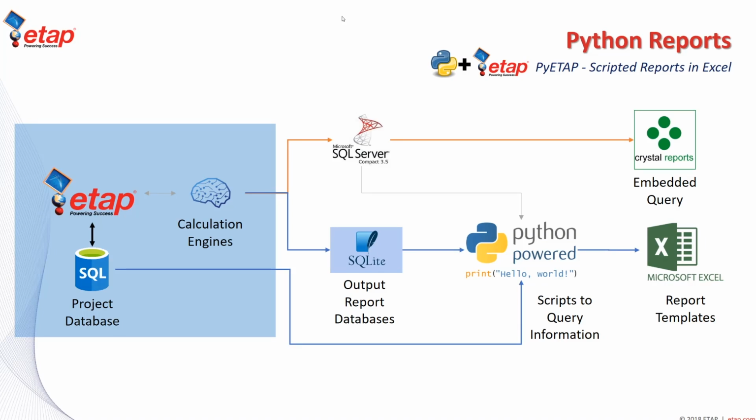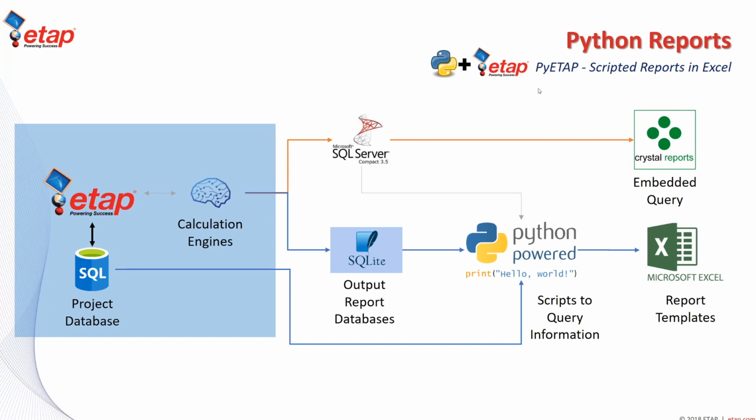The final type of deliverable that we would like to go over in this webinar are Python reports. Python is a scripting interpreted language that can be used to generate information out of ETAP in conjunction with the project database or the output report database, or a combination of the two.